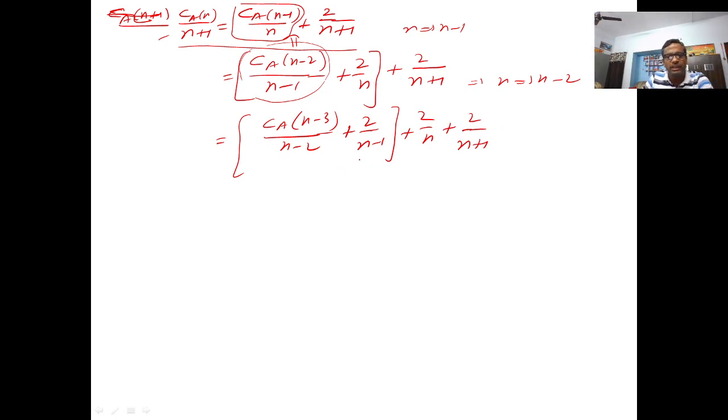Now assume that this term becomes your 2 upon 3. Assume that just by starting 2 upon n plus 1, 2 upon n, 2 upon n minus 1 plus, it ended at 2 upon 3. If it is 3 out here, just observe, if it is n minus 1, then 2 lesser will become your C of A, means C of A will be 3 minus 2 is equal to 1.